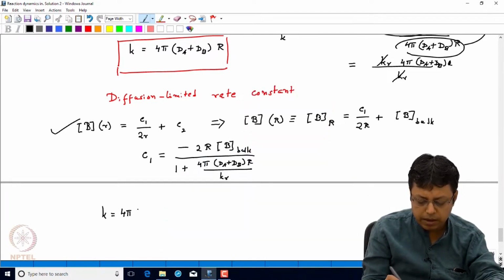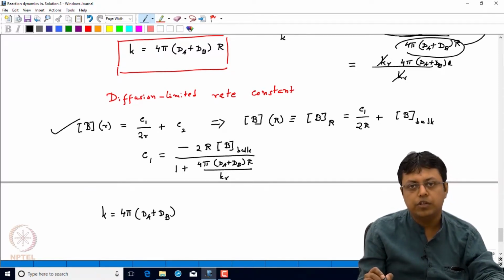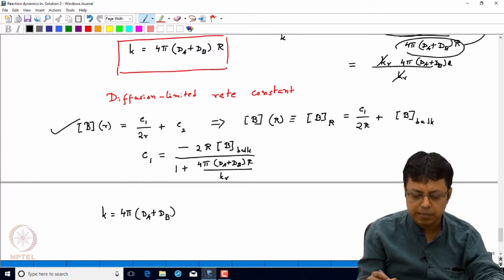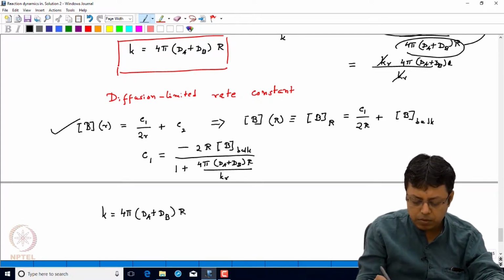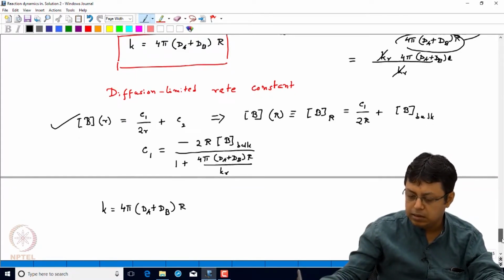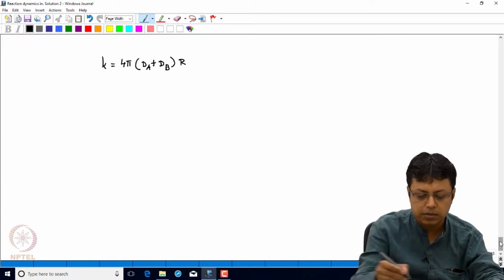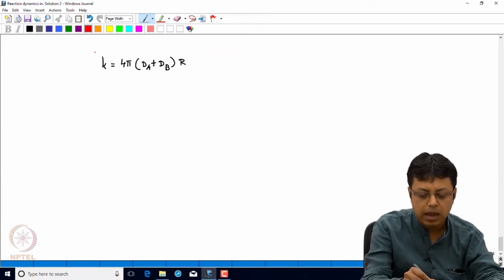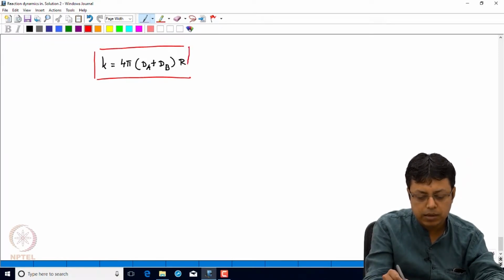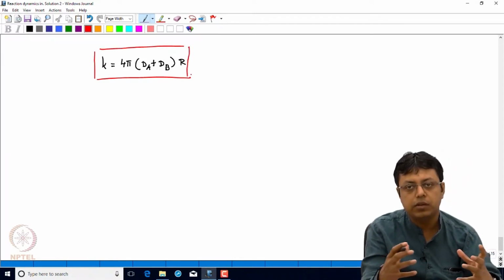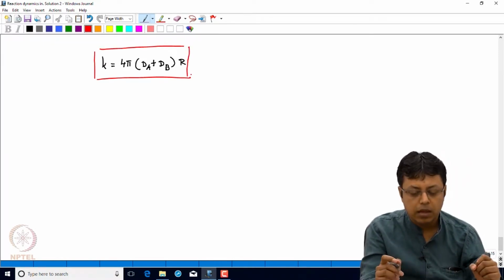K is 4 pi (dA plus dB), where dA and dB are the diffusion coefficients for the reactants A and B, times R, where R is the sum of the radii of the two reactant species, and this 4 pi R squared is the volume within which the reaction is occurring.